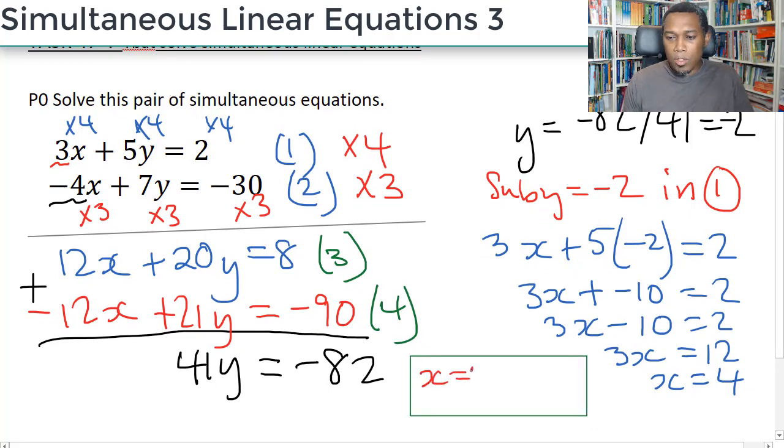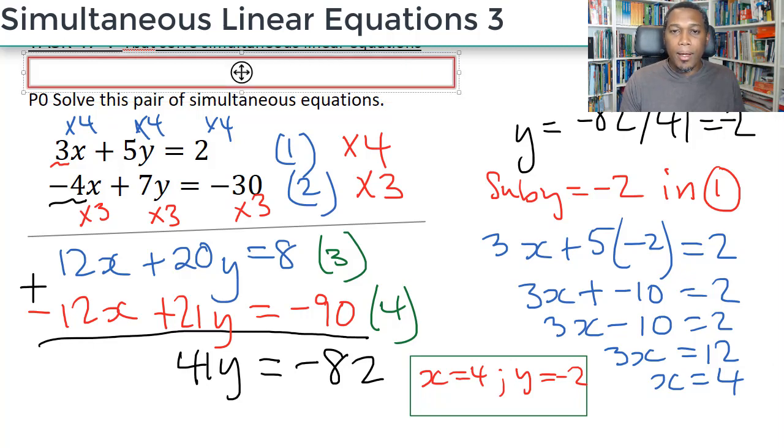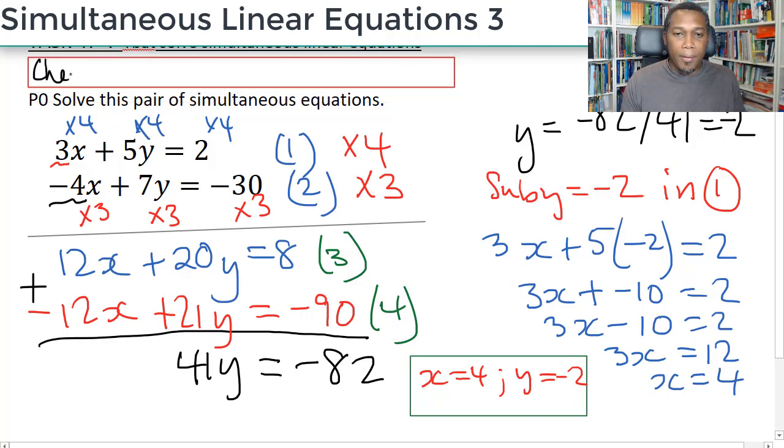We're saying x equals 4. We're saying that y is equal to -2. We're going to check that. I'm going to put the check up there. I'm going to write it in as check. We're going to do the check, and the checking in equation 2. So check in 2. I have -4, really.